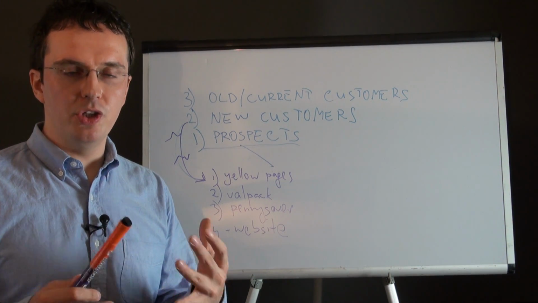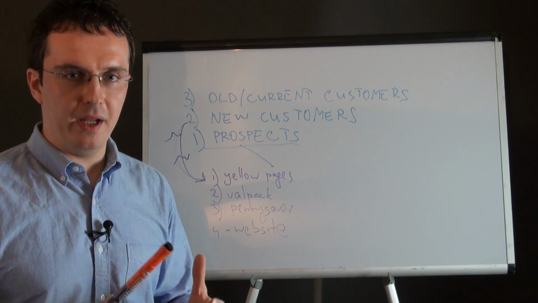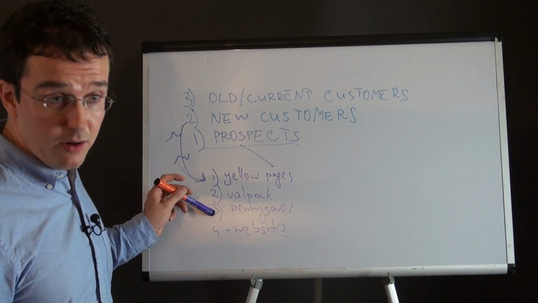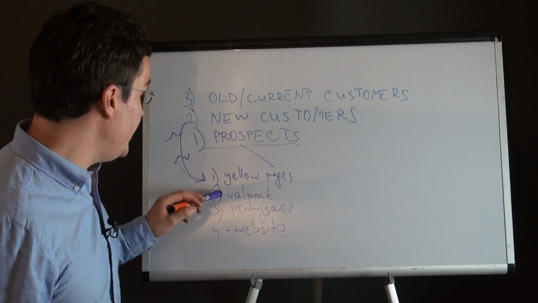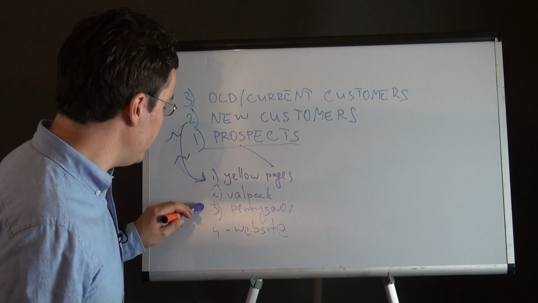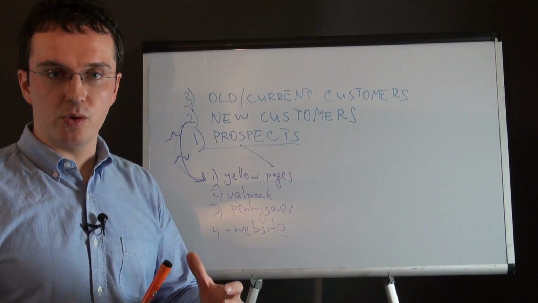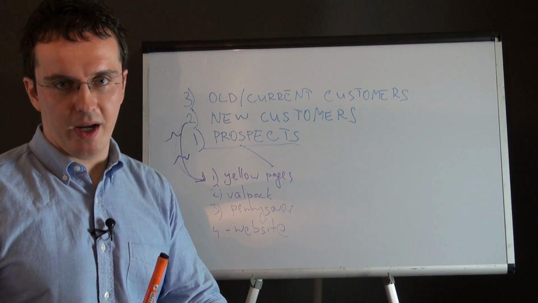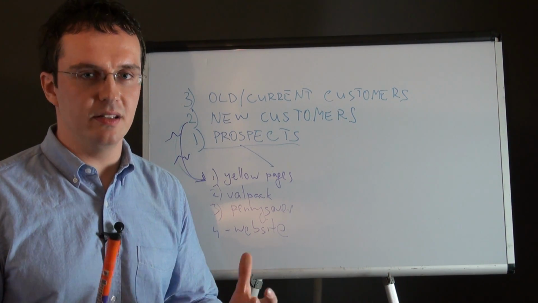And so you need to be tracking where customers are coming from, because if you know, for example, that a lot of customers are coming from Penny Saver, but very few are coming, say, from Valpak, then you can stop spending money on Valpak and you can start increasing the number of ads in Penny Saver, and that will increase the number of customers. But in order to do that, you need to track and measure.